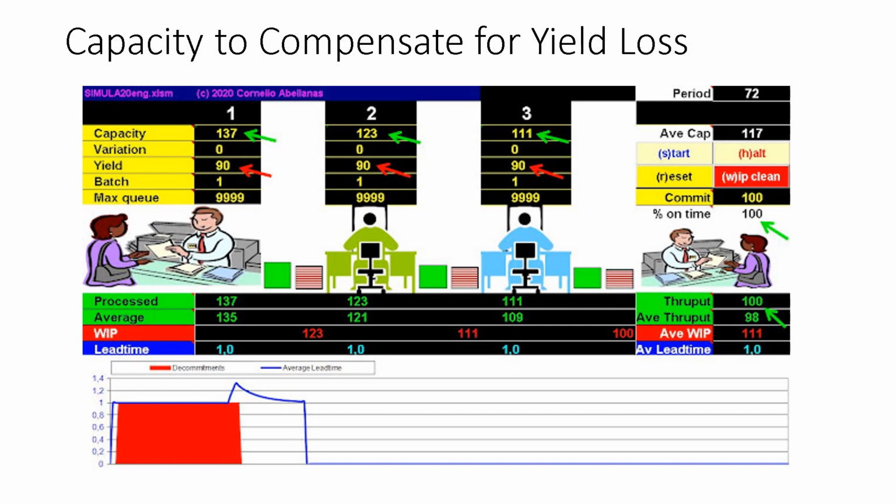Continuing with your previous example of yield 90 in all steps, we now want to increase capacities to be able to meet our commitment to the customer of 100 units and have an average lead time of 1, and we want to be on time 100%. So calculate the minimum capacities required to achieve this.